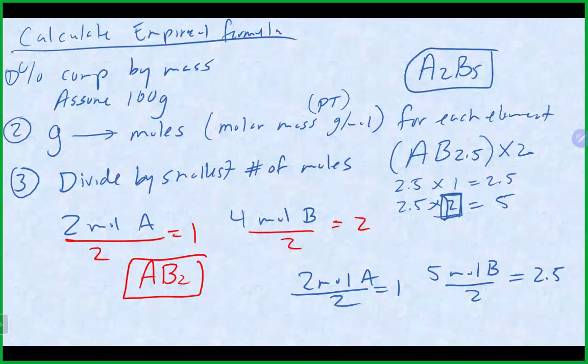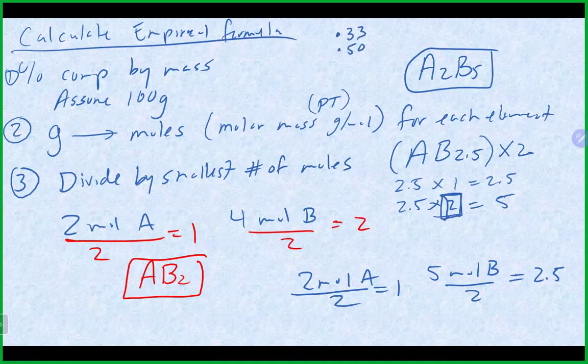So when you're calculating empirical formulas, you typically do not round unless it is super close to the next number, very, very close. Common ones where it is too far to round, you end up with something like 0.33, 0.5, maybe 0.25, 0.75. You end up with a number like that, like we did here, 2.5. That is too far to round. That's where you need to figure out a number to multiply everybody by to get to a whole number. Any questions on that there?